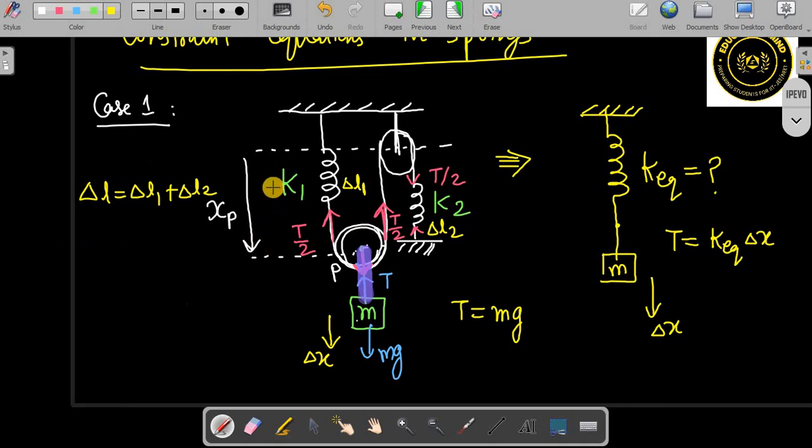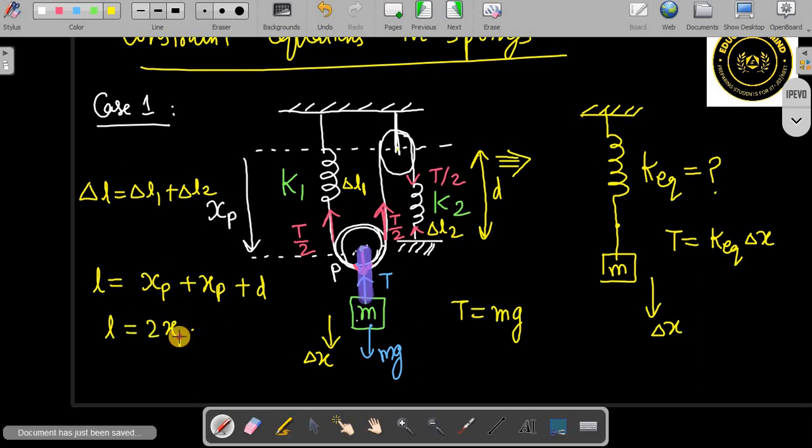Okay, and what is the total length of this spring? Total length of this spring is L, let us say, which is made up of x of the pulley plus again x of the P, because it is going back. And this distance is fixed, isn't it? Let's say this distance is T. So xp plus T, because this distance is not going to change. The upper pulley is not going to change. So L becomes 2xp plus T, right?